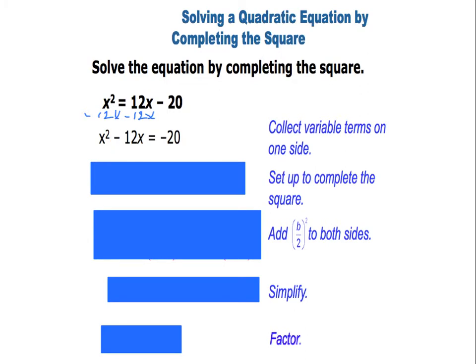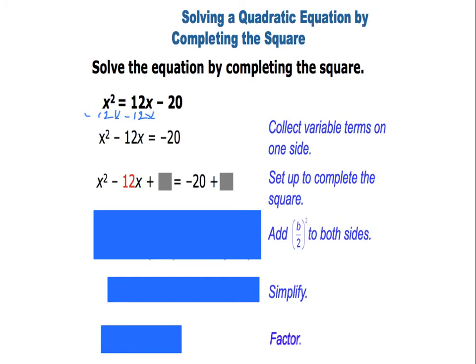Now let me let you in on a little secret, a little technique that I like to do. I like to spread this out to set it up to complete the square before I take half of the negative 12. In other words, I am going to put a little square right here and one right here. So I spread it out, creating some space here. Then I take half of negative 12. Half of negative 12 is? Yep, negative 6. Then we're going to take that negative 6 and square it.